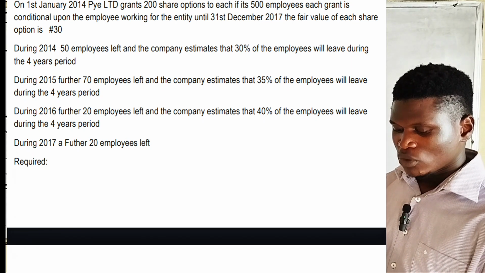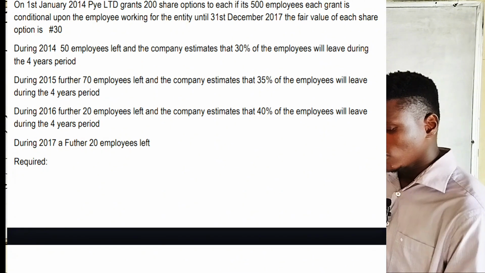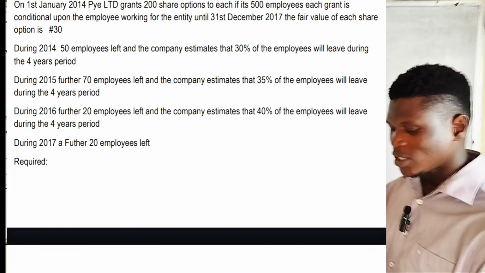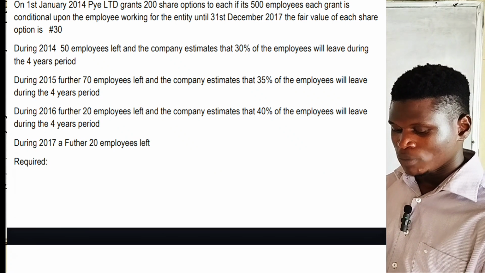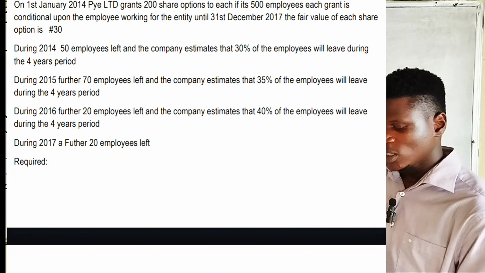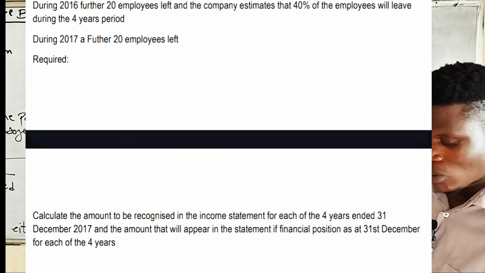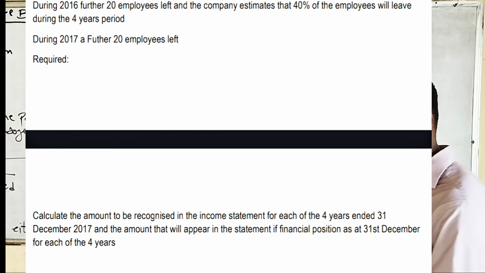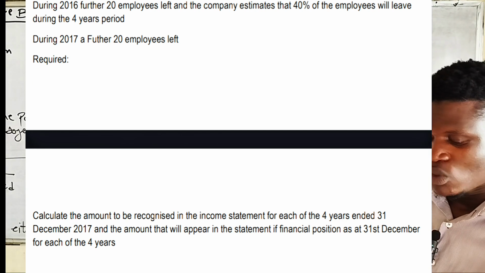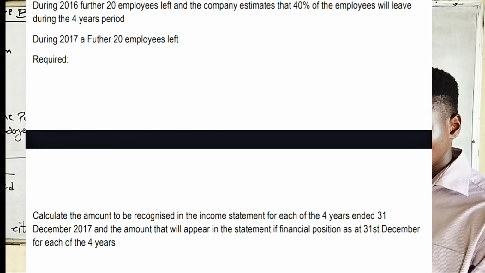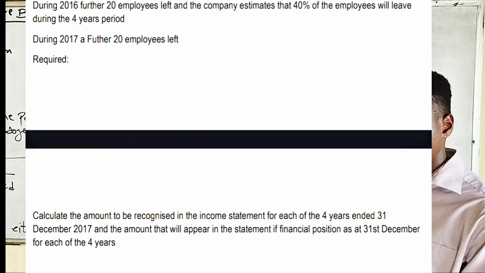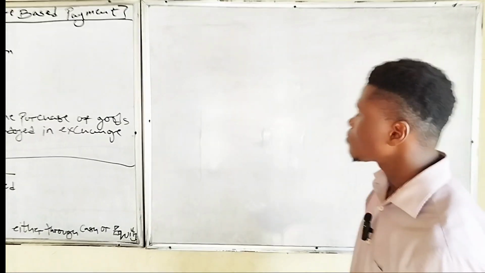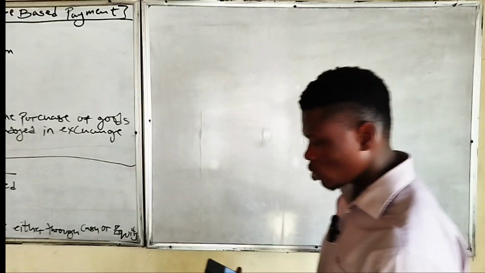Now, during 2016, a further 20 employees left, and the company estimates that 40% of the employees will leave during the 4-year period. Then during 2017, a further 20 employees left. So, required, calculate the amounts to recognize in the income statement for each of the 4 years ended 31st December 2017, and the amount that will appear in the statement of financial position as at 31st December for each of the 4 years. So this question is on equity settlement.